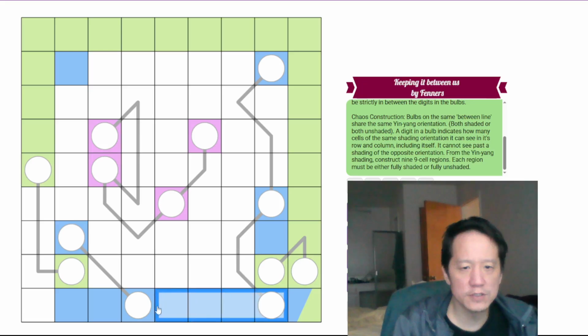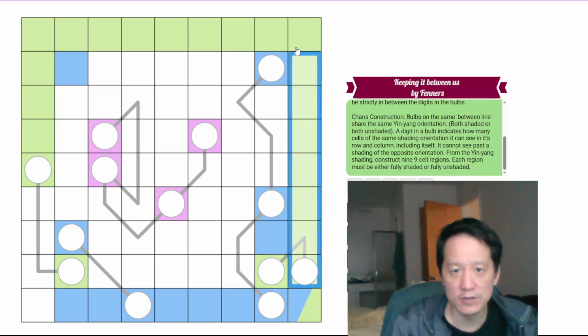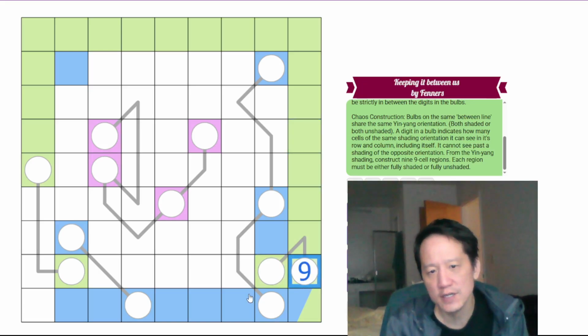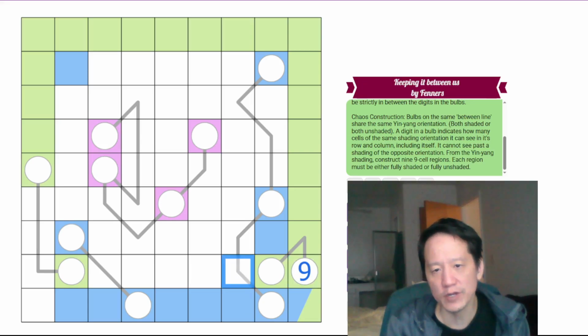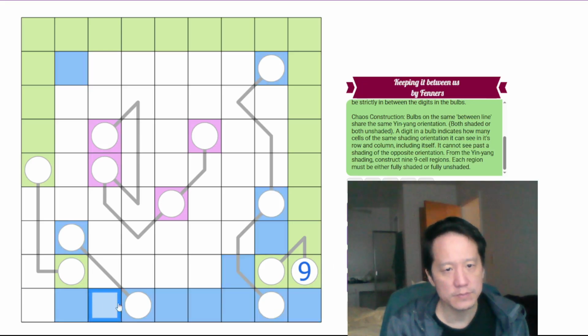Okay, so this sees this cell, and it sees all of these cells. That's 1, 2, 3, 4, 5, 6, 7, 8, 9 that it already sees. So this cannot be green. This must be blue. This can't be green. This must be blue.